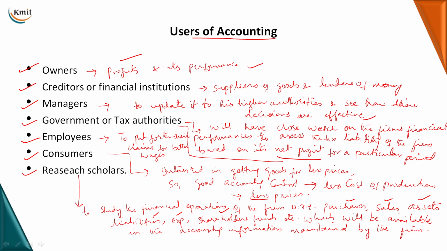Next one is researchers and scholars. Accounting information is considered a mirror of the financial performance of any business organization. So research scholars need detailed accounting information to conduct a study into the financial operations of the firm with respect to purchases, sales, assets, liabilities, expenditures, shareholders' funds, etc., which will be available in the accounting information maintained by the firm.